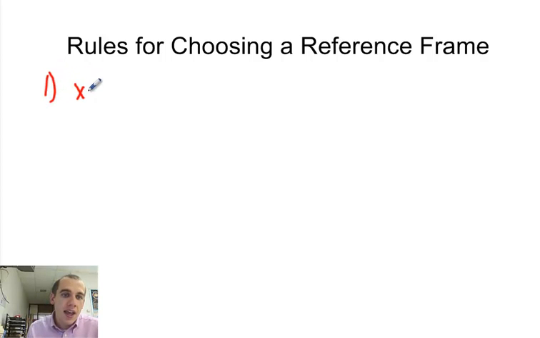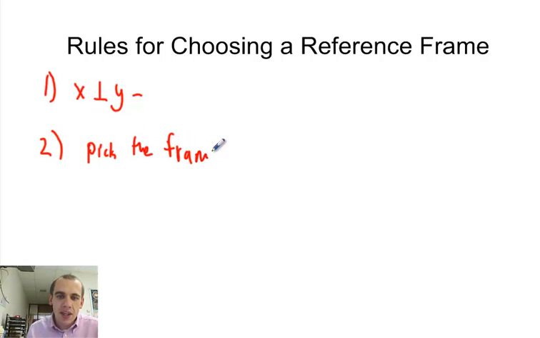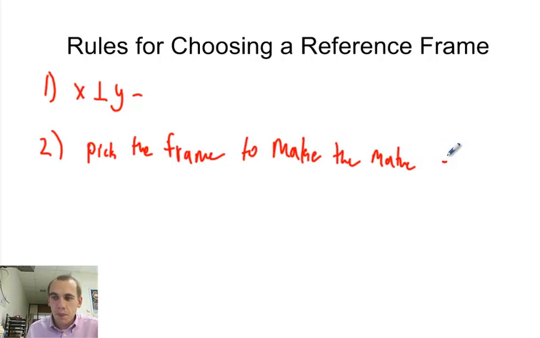The first thing: x needs to be perpendicular to y. That way we can use the Pythagorean theorem to add vectors that are in x and in y, and we can use trig for right triangles. So we keep our x and y perpendicular. The second thing is to pick the reference frame to make your life easier, and when I say your life, I mean to make the math easier. Let me show you what I mean.